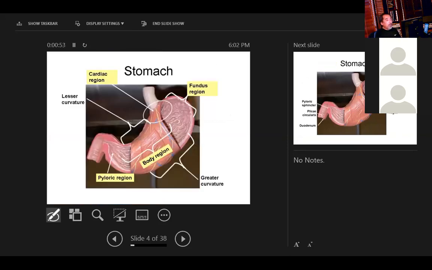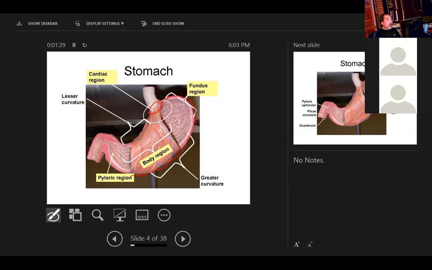All right, and then these are the parts of the stomach, and the stomach has regions. The regions are called your cardiac region, the area where the sphincter is located, separating the esophagus from the stomach. Okay, and then we have the fundus region, this dome-shaped structure of the stomach. That is going to be your fundus region. And then the body region is the rest of the body, or parts, of the stomach.